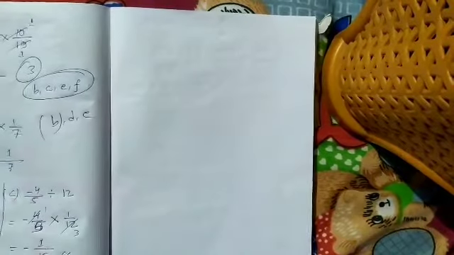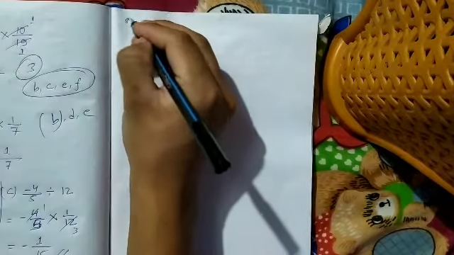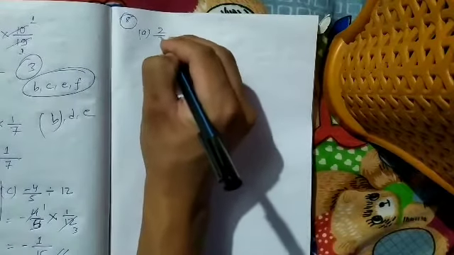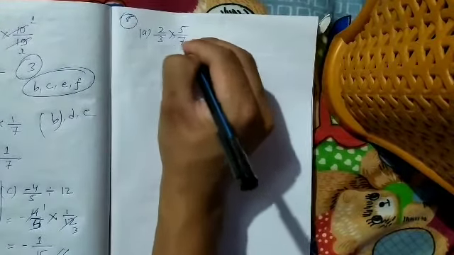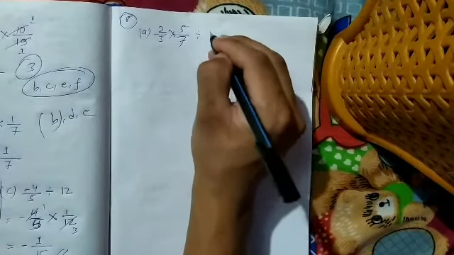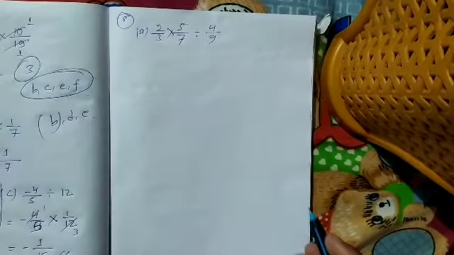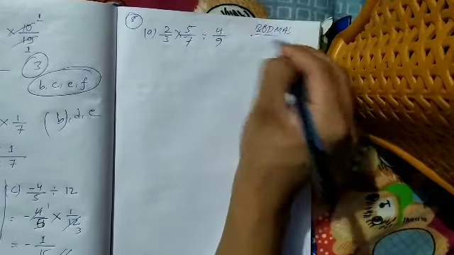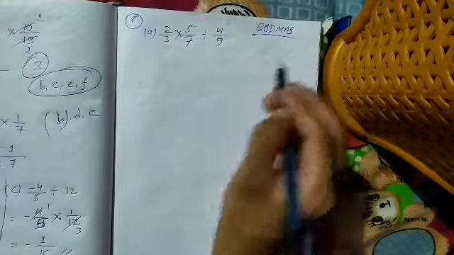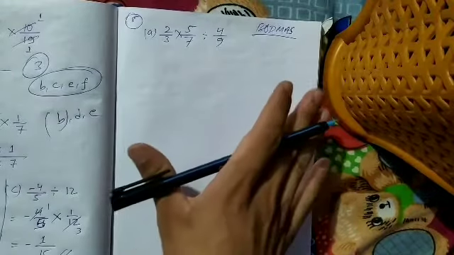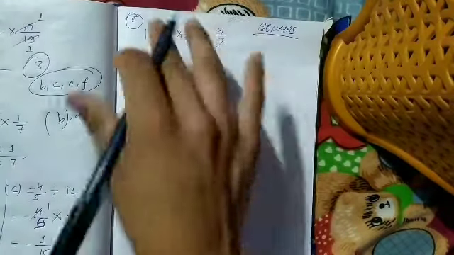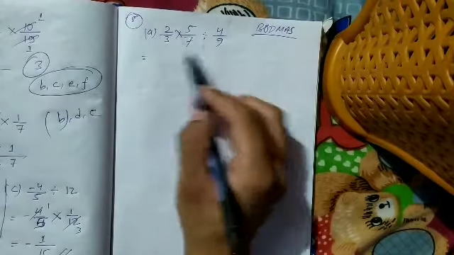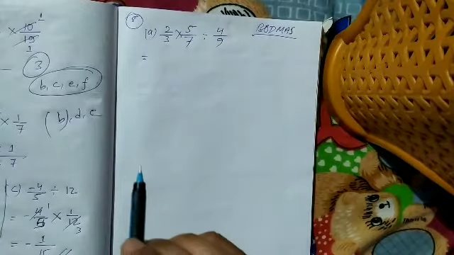Now we'll move to question number 5, and it is simplify. The question number A is 2 by 3 into 5 by 7 divided by 4 by 9. As you know, what is BODMAS? You know what BODMAS is, so you have to use BODMAS here in simplification. According to BODMAS, bracket, there is no bracket, of, no of, now division. So that means you have to first perform division.